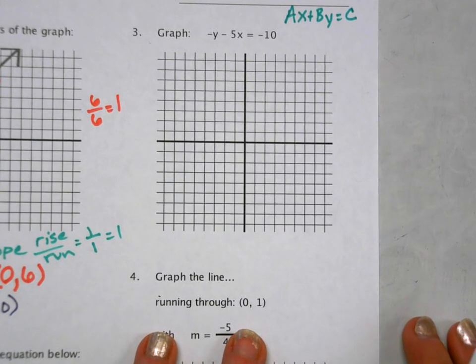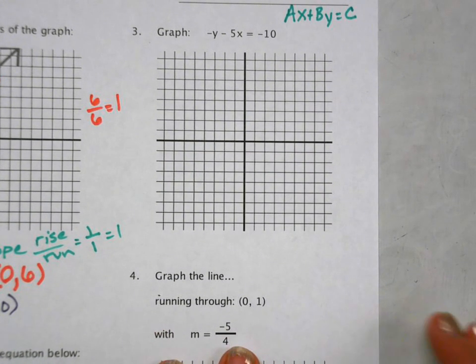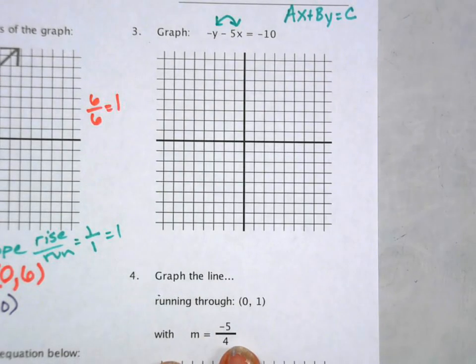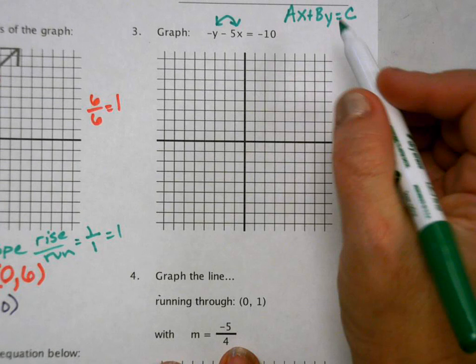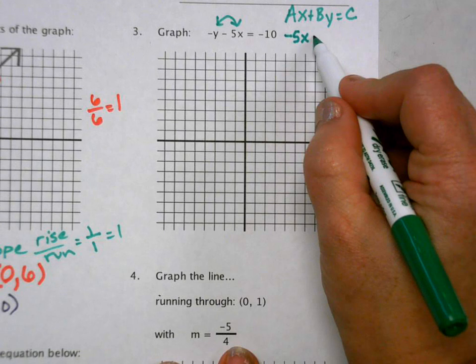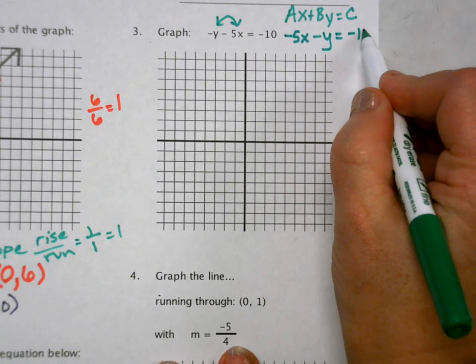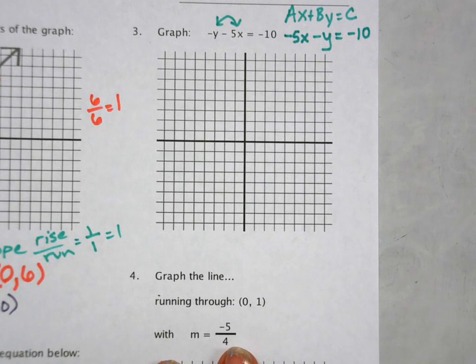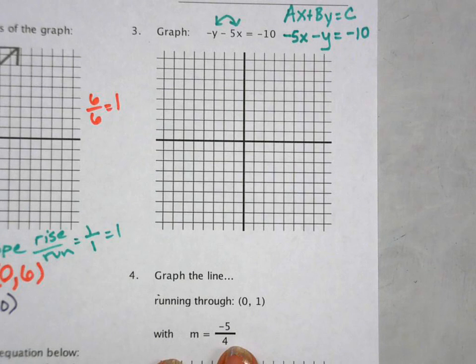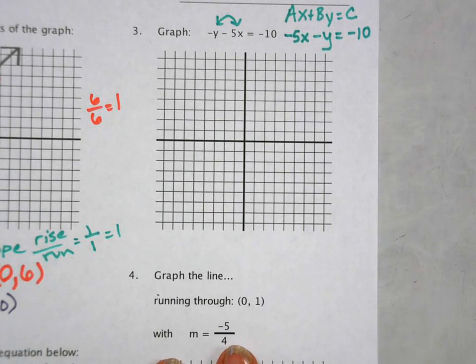Right? Our standard form is ax plus by equals c. So how does this not match? The x and the y are in the wrong spots. Okay. So I'm just going to rewrite it with my x listed first. So negative 5x minus y equals negative 10. Because I'm not being told to put it in standard form or whatever, I don't care that my number in front of my x is negative at this point. I just needed it in the right order.